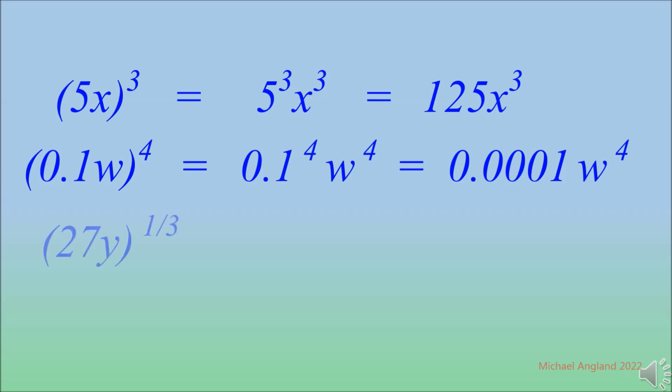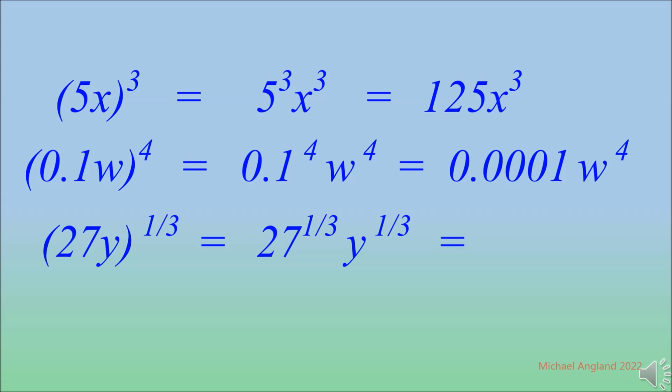Next example, (27y) to the power of 1/3. Don't forget, when we have anything to the power of 1 over something, that means it's the somethingth root of that quantity. In this case, it's going to be the third root, or the cube root of 27y. But we're jumping ahead. First of all, that's 27 to the 1/3 times y to the 1/3.